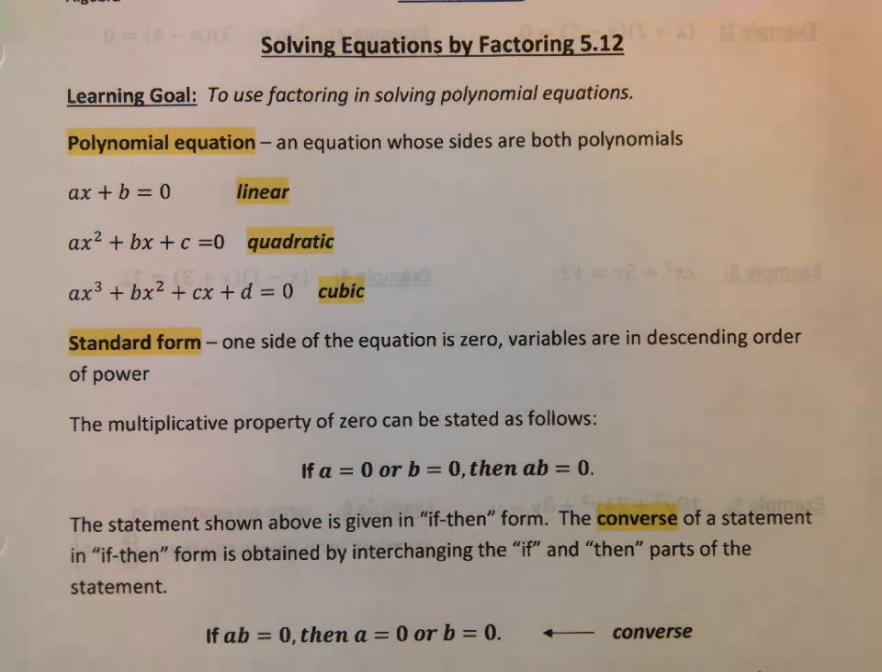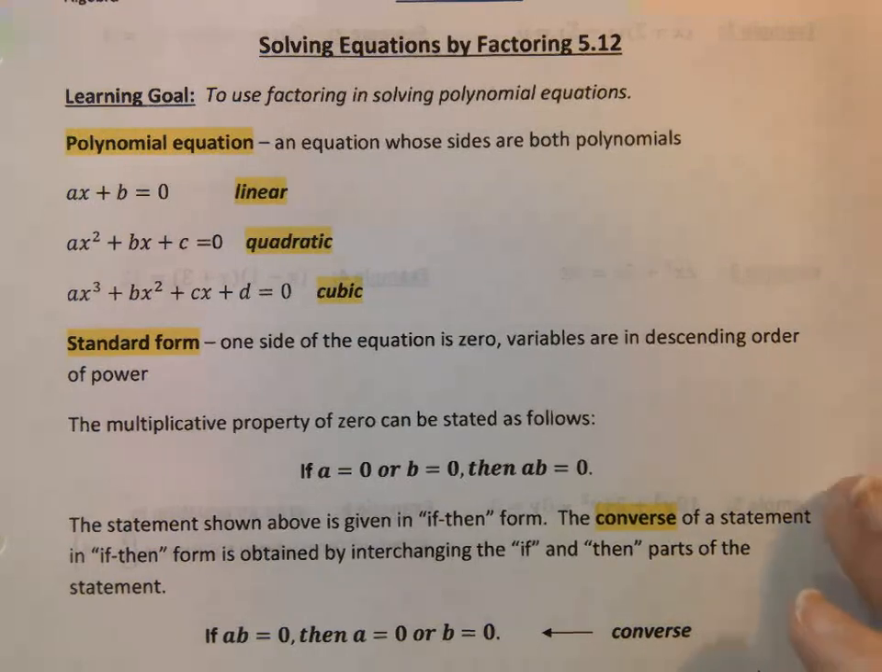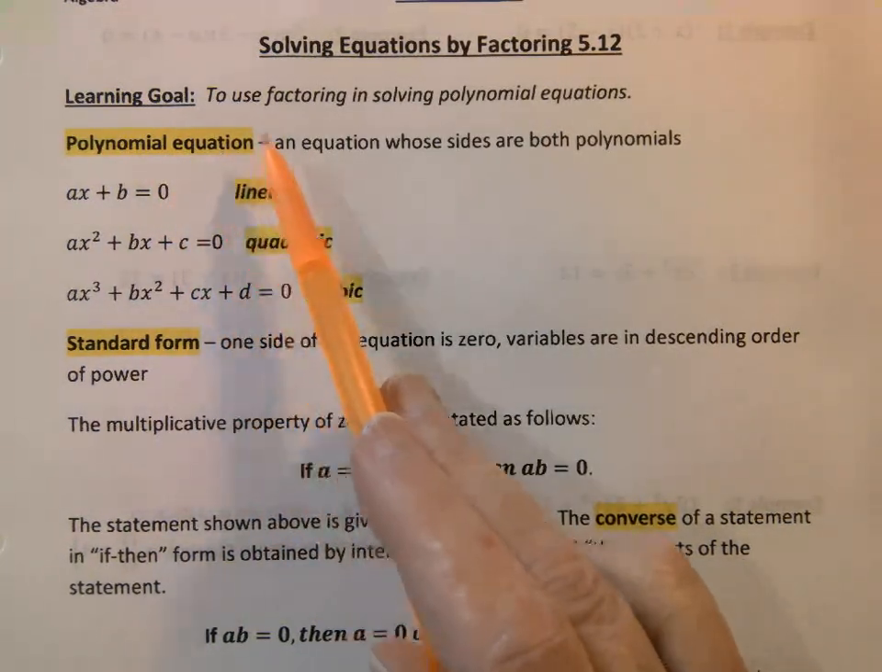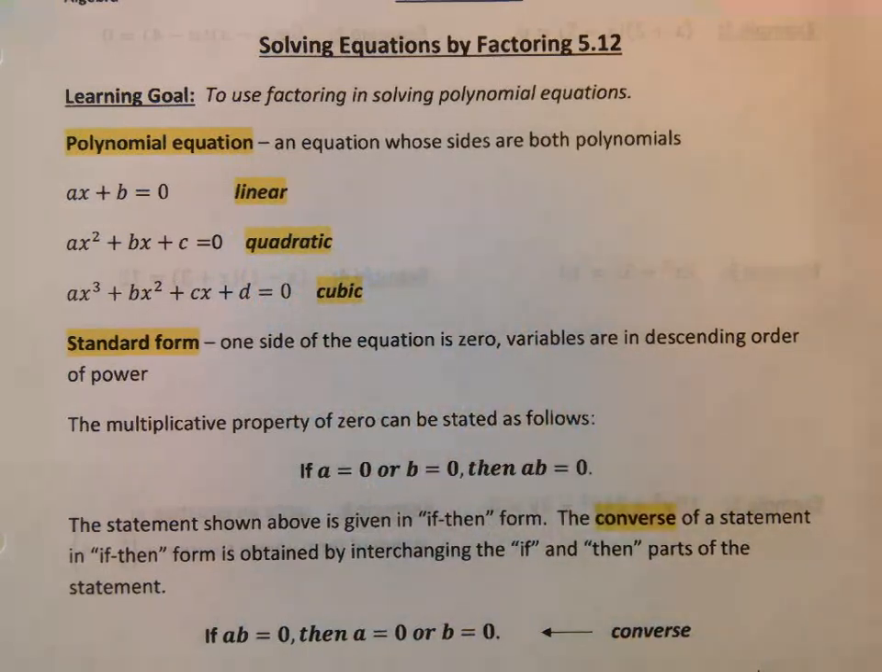Now that we have learned how to factor polynomials, we're going to start solving some things by factoring. And we're going to start by solving just equations by factoring. So we have a couple of definitions here. The first is a polynomial equation, and that is an equation whose sides are both polynomials.